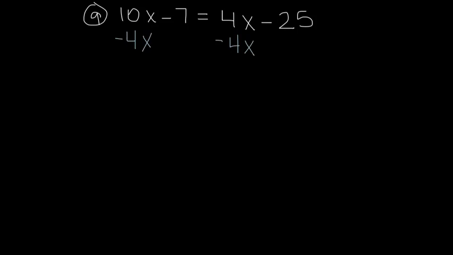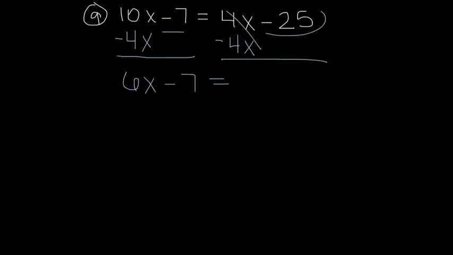And when I say from both sides, remember we have two sides of an equal sign. I only need to take that away from each side of the equal sign. If I simplify that then, 10x minus 4x is 6x. I still have the minus 7. I want to bring down the sign as well as the number. Equals, the 4x's cancel each other out, and I still have the minus 25. That sign belongs with the number, so that will be negative 25.